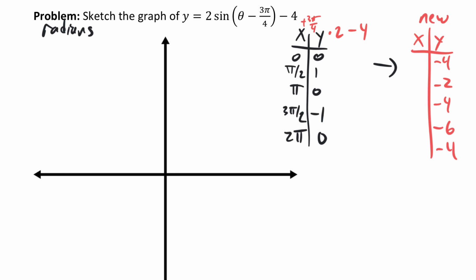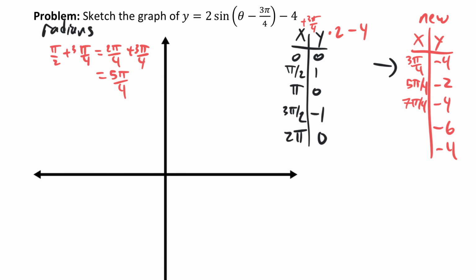All right, the x values are tricky. We have to add 3 pi over 4. So 0 plus 3 pi over 4 is just 3 pi over 4. But now we have to do a little bit of fraction work, right? We have pi over 2 plus 3 pi over 4. So maybe I'll do that on the side here. Pi over 2 plus 3 pi over 4. That's the same as 2 pi over 4 plus 3 pi over 4. So that will be equal to 5 pi over 4. Now we have a pi plus 3 pi over 4, so that will be 7 pi over 4.